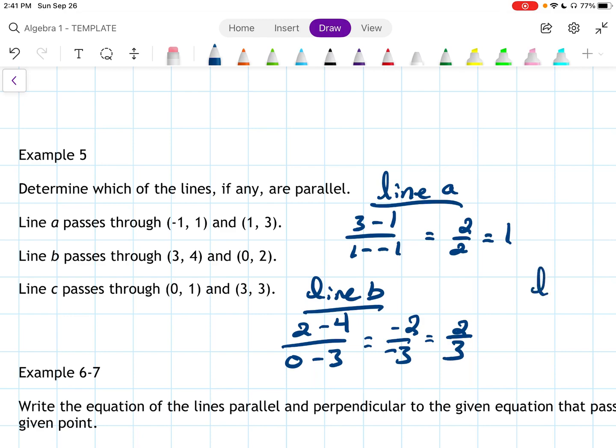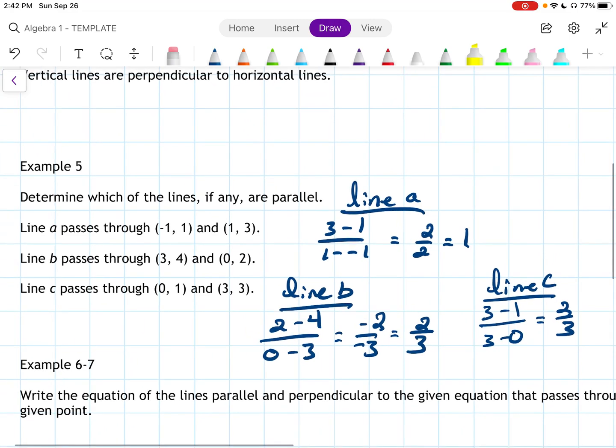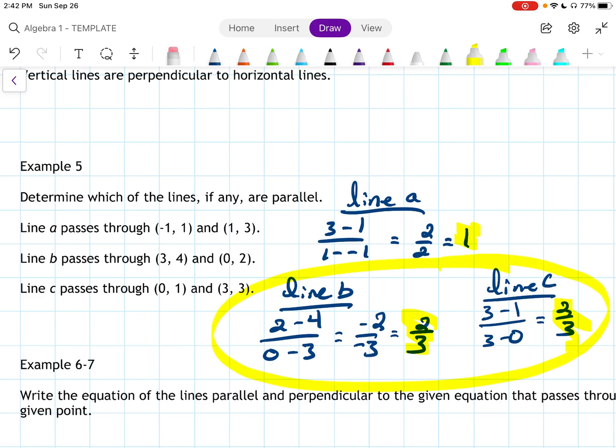And lastly, for line C, that's going to be 3 minus 1 over 3 minus 0, which will be 2 over 3. All right, so I found my slopes. I have 1, 2/3, and 2/3. The two lines with 2/3 are going to be parallel. So line B is parallel to line C. And the way that we could write that would be line B is parallel, that's the parallel symbol, line C. Right. For the parallel symbol, think about a ladder without the spot where you'd put your feet.